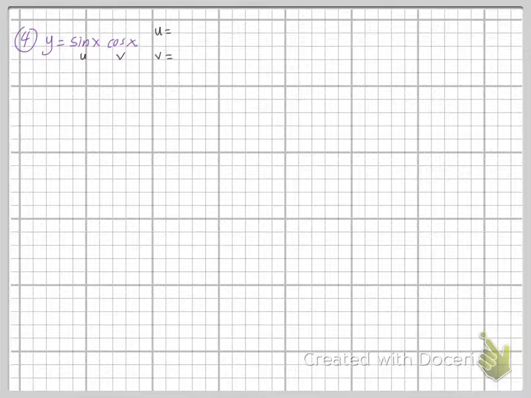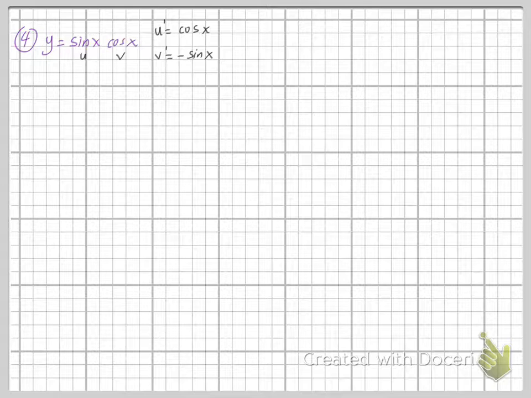I think it will be clearer and easier to understand. So what's the derivative of sine of x? We just did that in the first example. The derivative of sine of x is cosine of x. If you want to know how I got that, just refer to the first example. And the derivative of v, which is cosine of x, is negative sine of x. I just used the basic trigonometric rule for the derivative of cosine of x. So these are the derivatives.